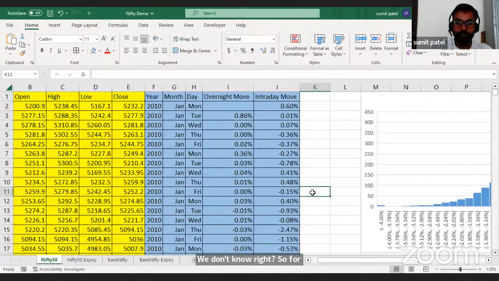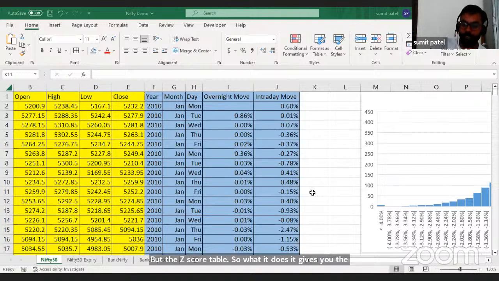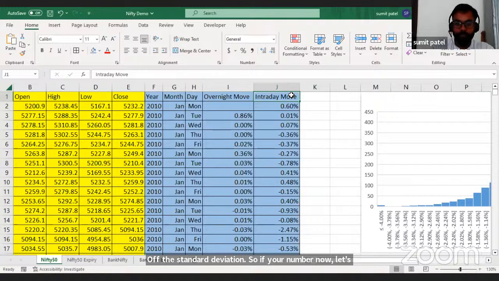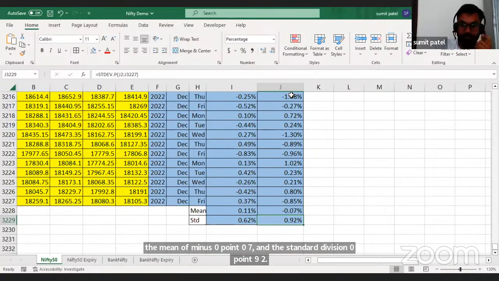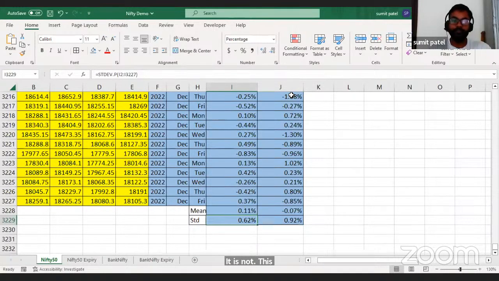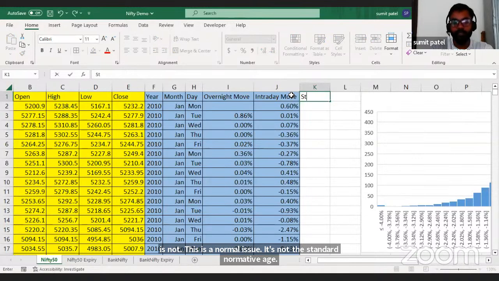So for that, we have a table which is called your z-score table. If you go online, you Google the z-score table, you'll get it. But the z-score table gives you the probability of the standard deviation. So now let's say if I want to calculate Nifty 50's movement in the next one day. So the mean of minus 0.07 and the standard deviation of 0.92. This is the normal distribution, it's not the standard normal distribution. So the next thing is I have to convert it to a standard form.